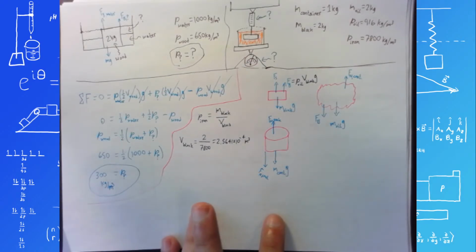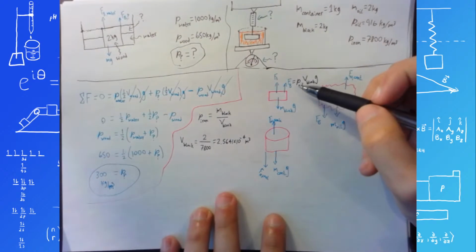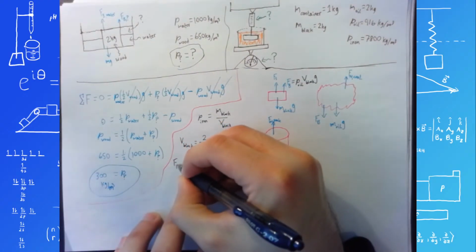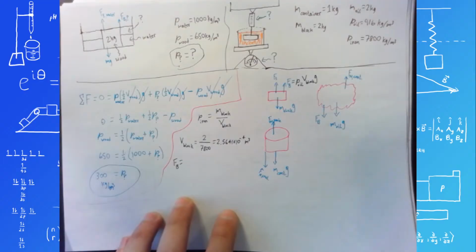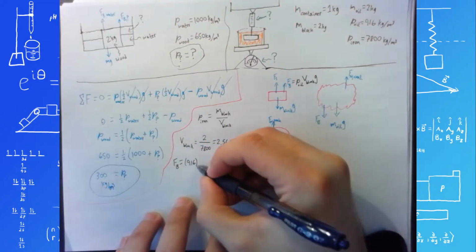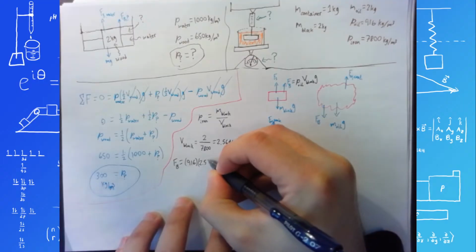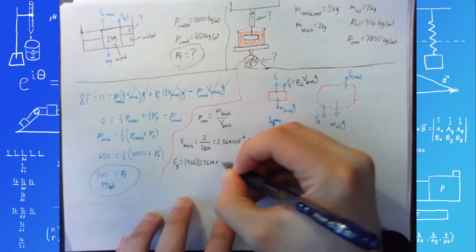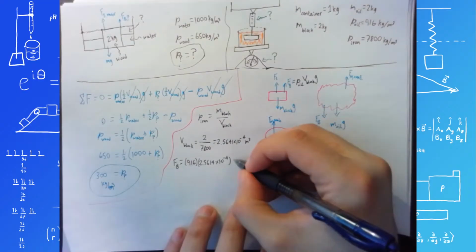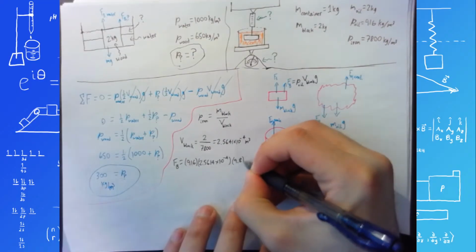Okay, so now that we have that, multiply it by the density of oil and G to get the buoyant force. So the buoyant force is going to be 916 for the oil times 2.5641 times 10 to the negative 4 times G, which is 9.8.